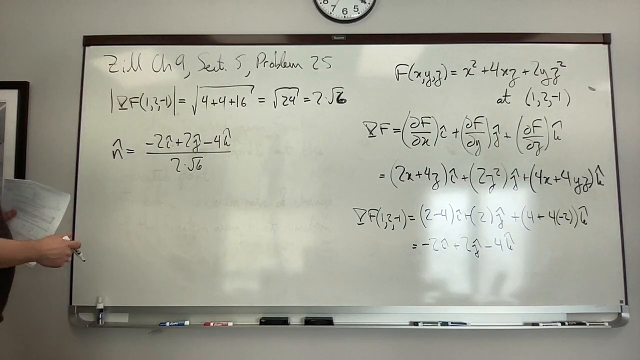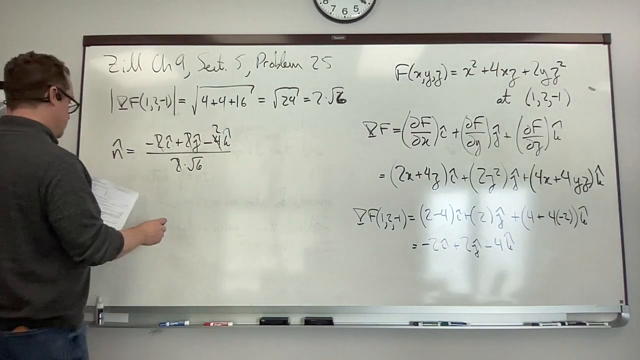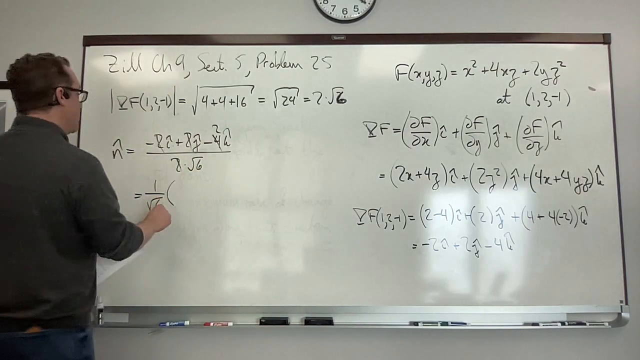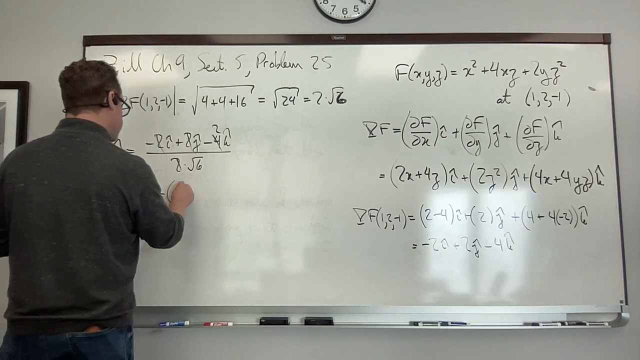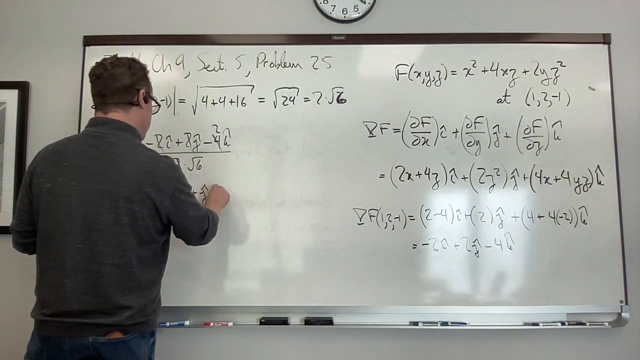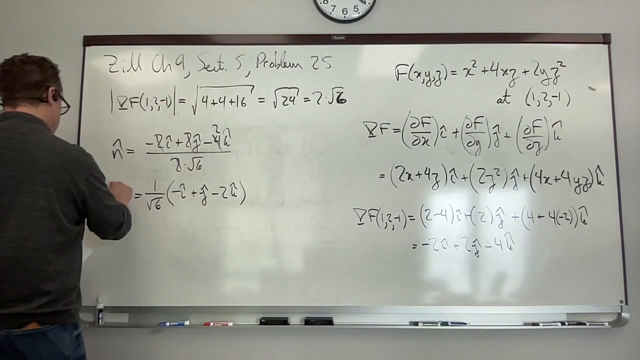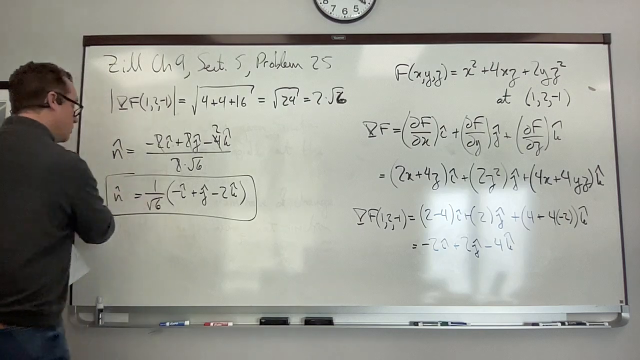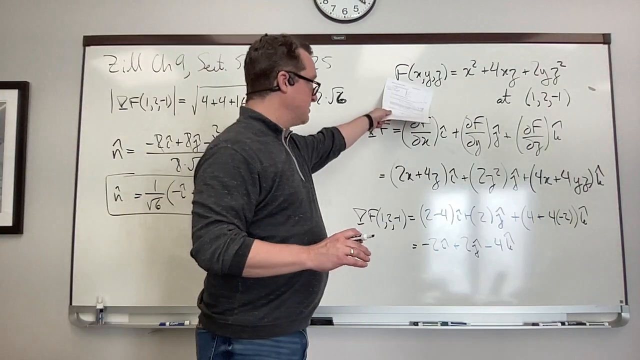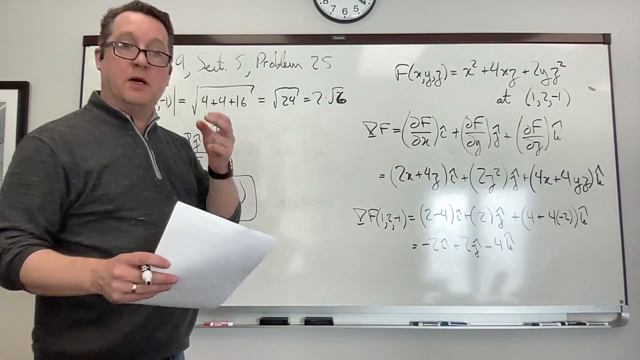Now, normally you would simplify this down, especially since it's obvious. We have a 2 in each term. So this would become 1 over square root 6, and then I'd have minus i plus j minus 2k. Okay. This vector here is a unit vector pointing along the direction at which this function varies most rapidly at this point. Okay. That's the entire problem.